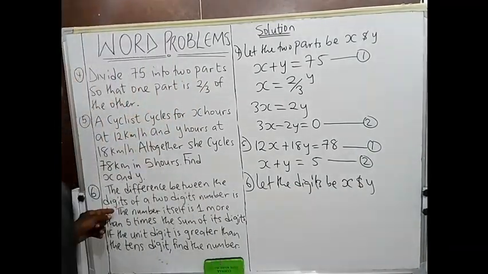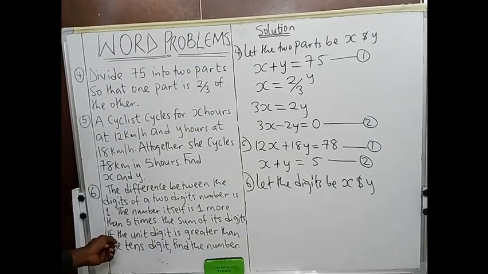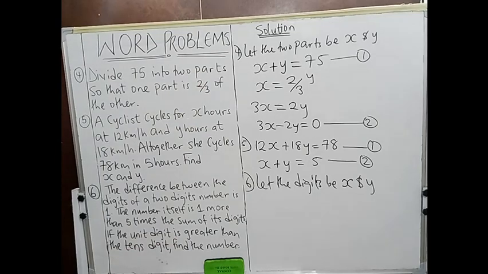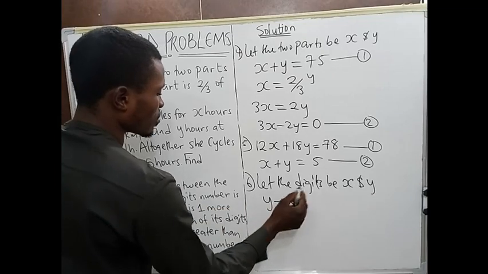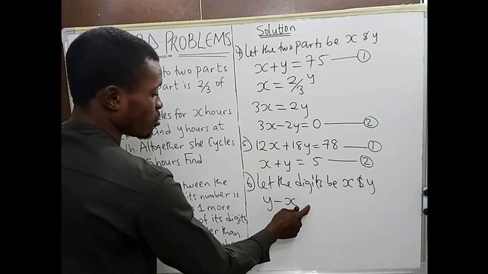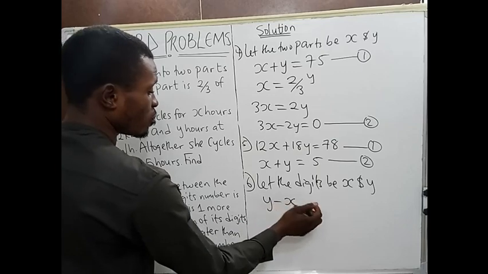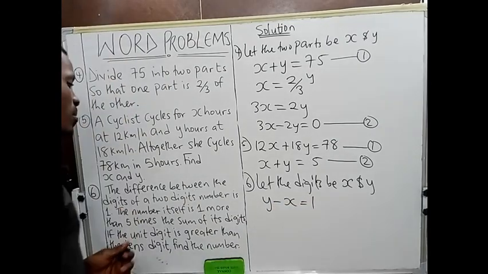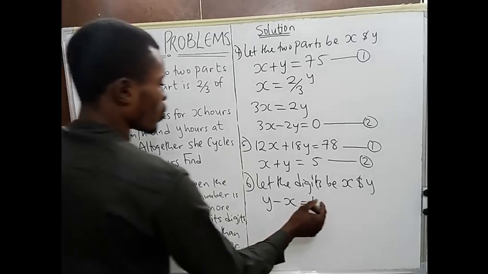XY. Now we're told that the difference between the digits is what? 1. We don't know if it is X minus Y or Y minus X. There's an information that will tell us more on that. If the unit digit is greater than the 10th digit, right? So when the unit digit is greater than the 10th digit, that means it's going to be what? Y minus X. Okay, because if the 10th digit is greater and we do Y minus X, we're going to get a negative number. But since the unit digit is greater, so do Y minus X, it's going to give us a positive number, which is what? We're told is what? 1. Okay, this is equation 1.